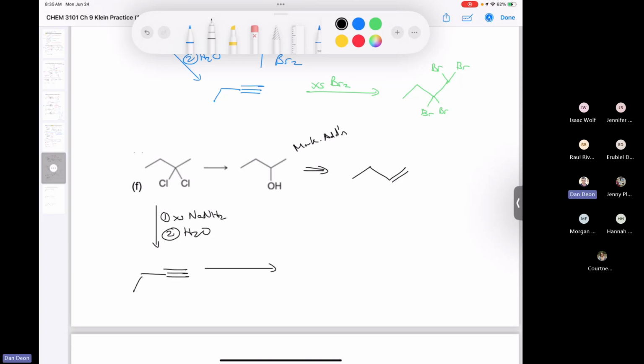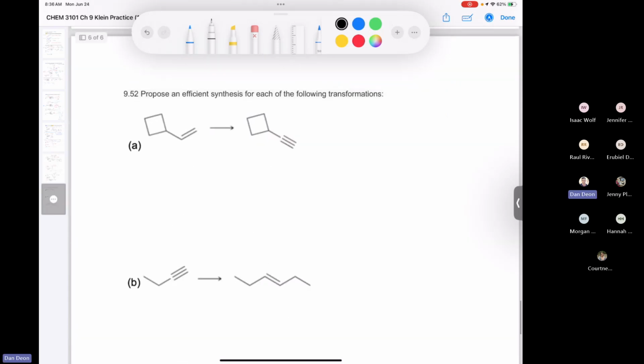Then to make 1-butene, to make this compound, we're going to hydrogenate with Lindlar's catalyst, and then this part here is just going to be a hydration. No carbocation rearrangements to worry about, none of that kind of stuff. So there we have it. All right. Let's try a couple more.